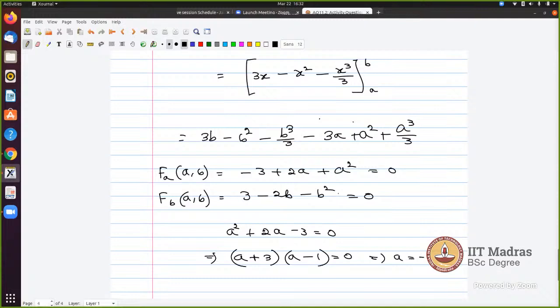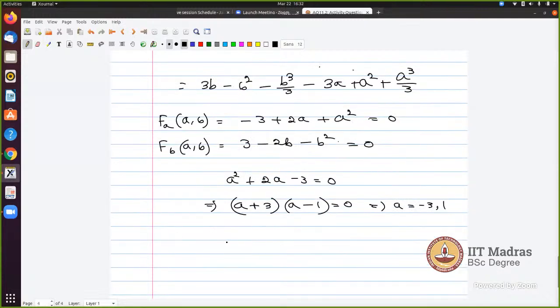So a is minus 3 and 1. And what about b? b square plus 2b minus 3, equal to 0. Again, same thing, right? So I got b as 3 or minus 1.